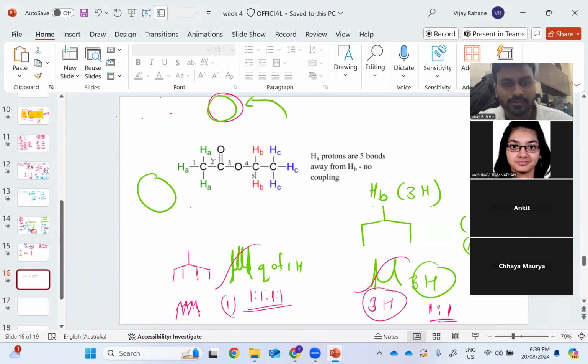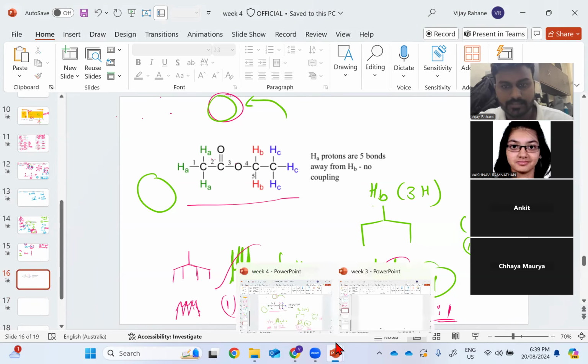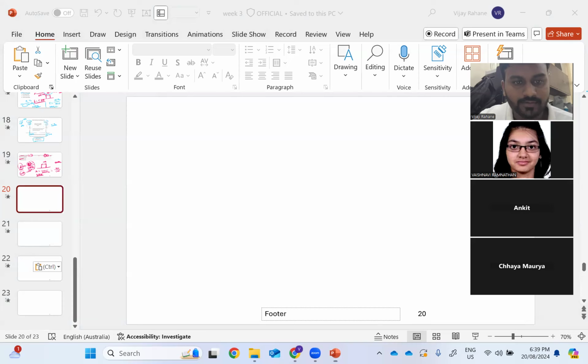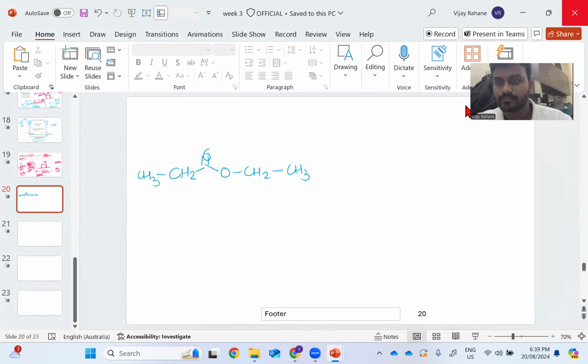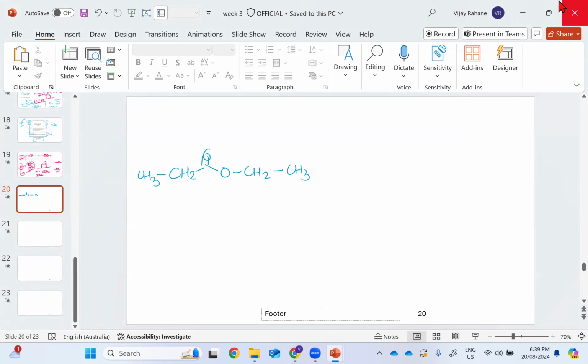All right. So we have the structure. Yeah, we have the example here. Let's say you have CH3, CH2, double bond O, CH2, and CH3. So we have one group here, and in this one, the first question is the delta value order.